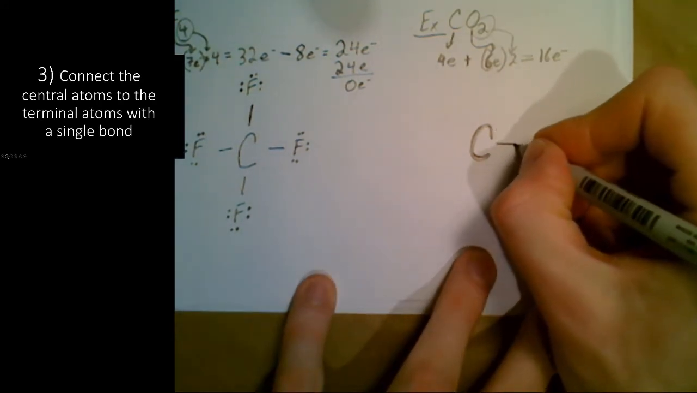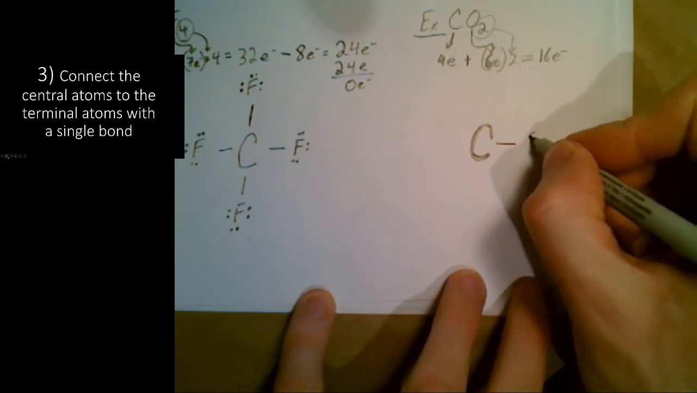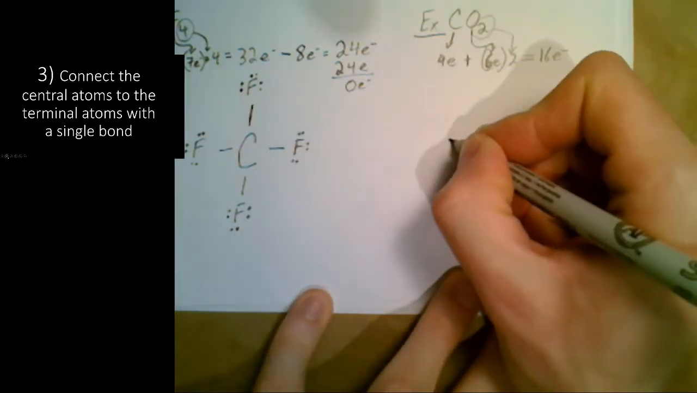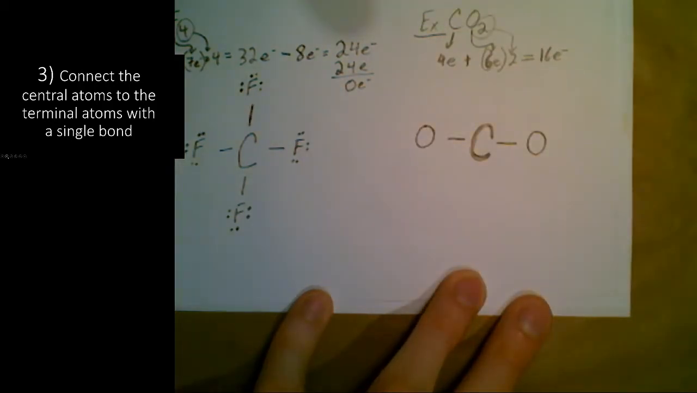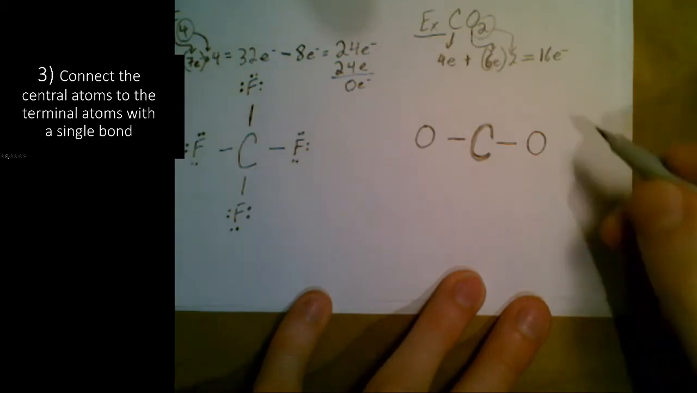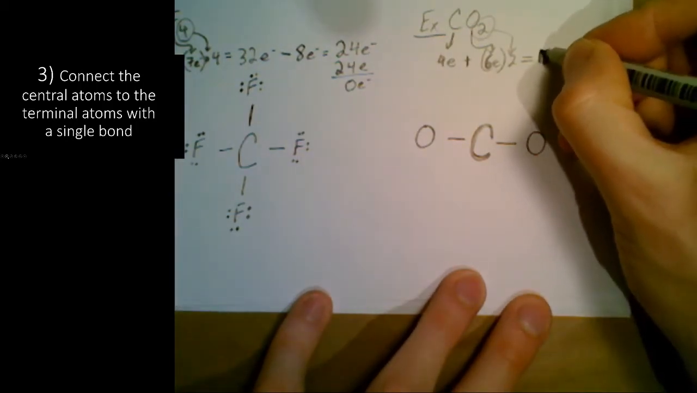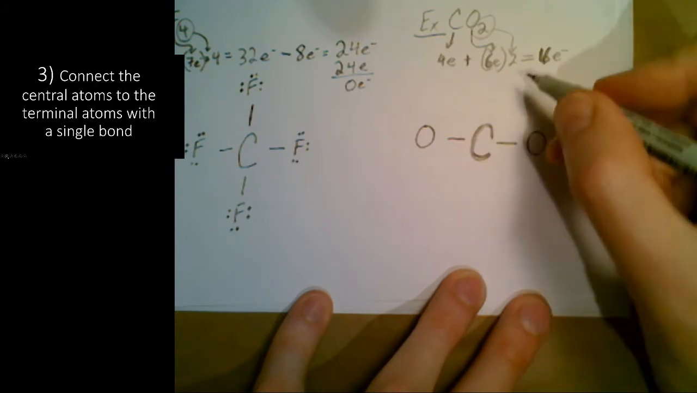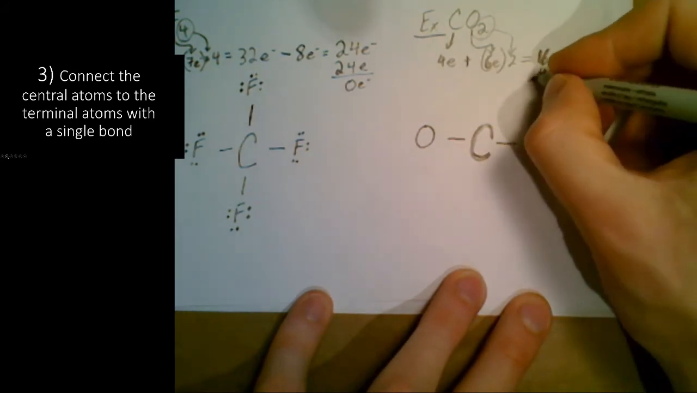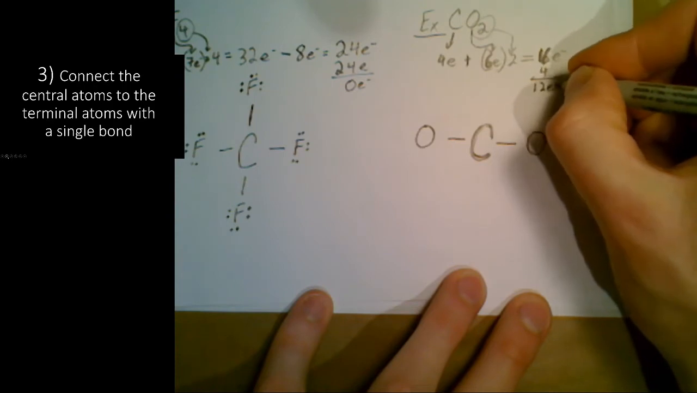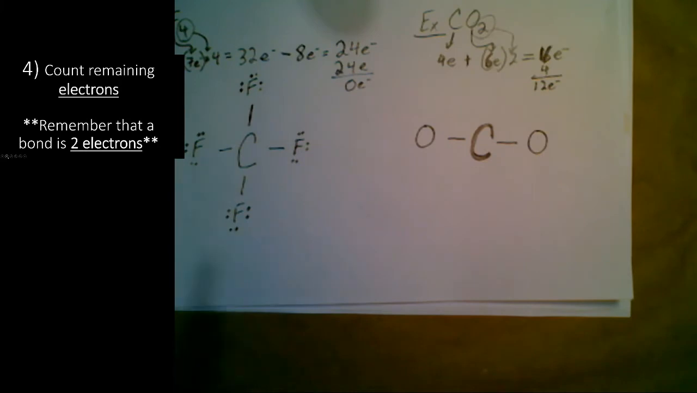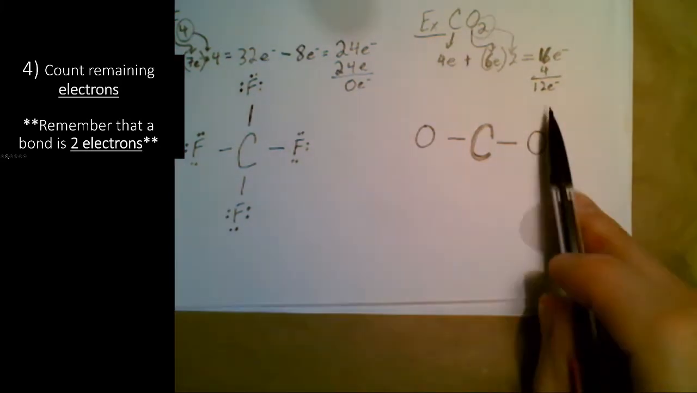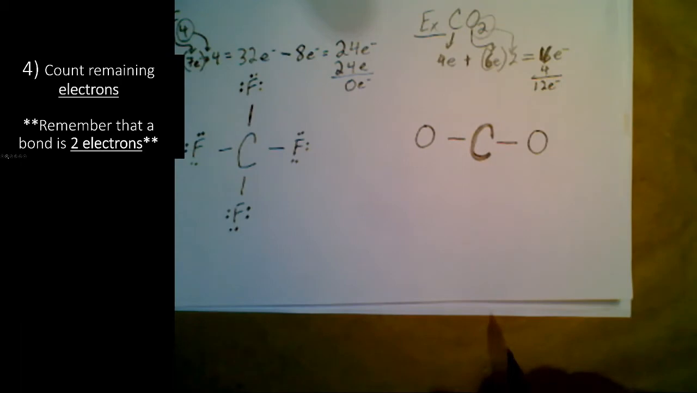So now we're going to connect carbon to our terminal atoms of oxygen. We're going to count up how many electrons that used. So we used up 4 electrons. We now have 12 electrons remaining. So we counted our electrons, remembering bonds were 2, so that's how we got to our 12 electrons.